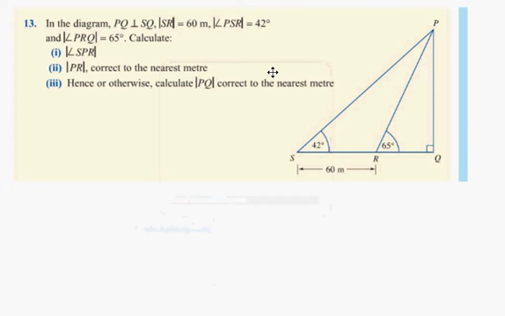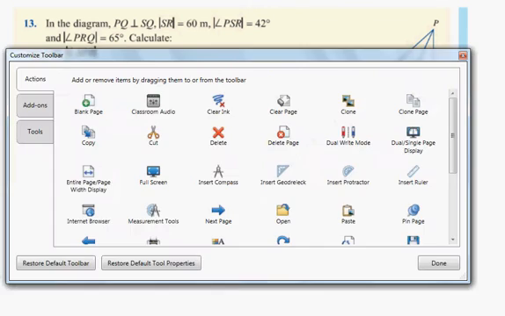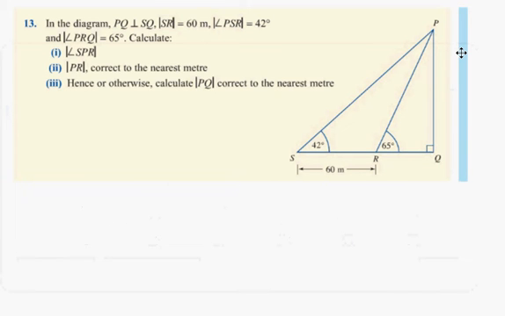Now, in the diagram we see that PQ is perpendicular to SQ. That means it's a right angle triangle. What else do we see? We see that SR is 60, angle PSR is 42, and PQR is 65. Find SPR. Now, which one is SPR? S to P to R. SPR is this one here, yeah?